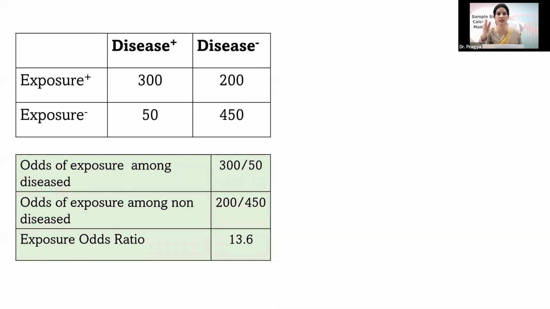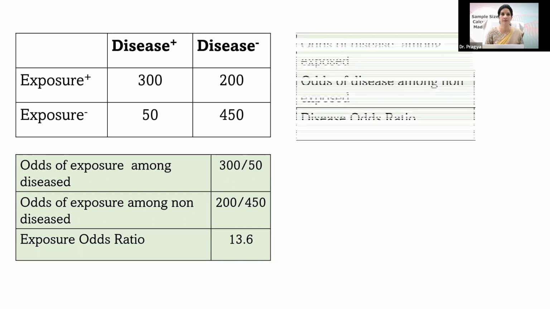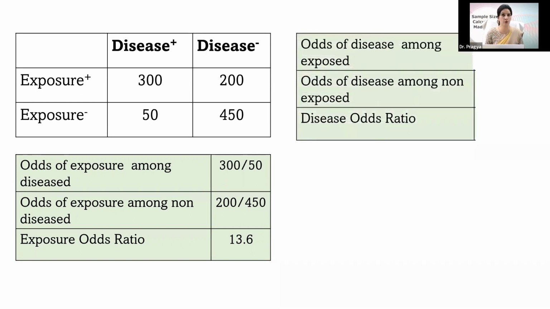So how is this example different from the previous one? Because in this example, I have increased the number of cases. So when the disease is common, the first example, the disease was not that common. But in this case, you will see that the disease is very common, and the distribution of the exposure is almost same. Again, if you see the odds of disease among exposed, it will be 300 by 200. Odds of disease among non-exposed will be 50 by 450, like we did for the previous one. And the disease odds ratio will be 13.6. So both these are same.